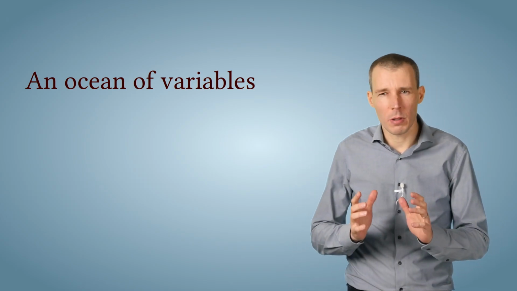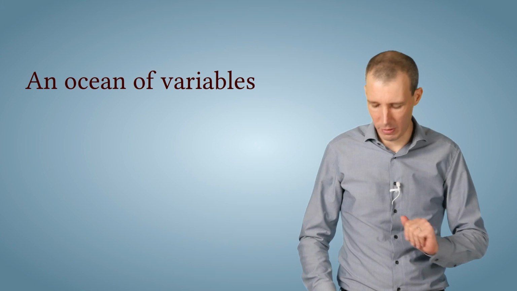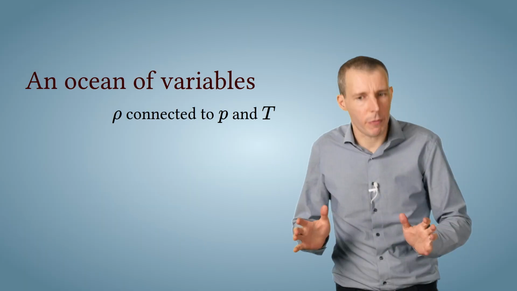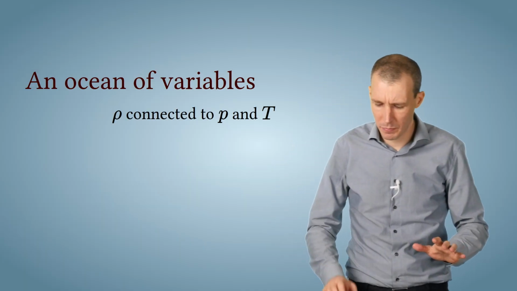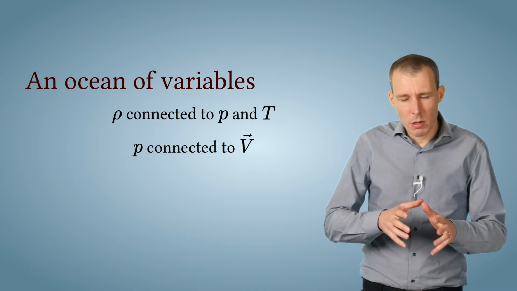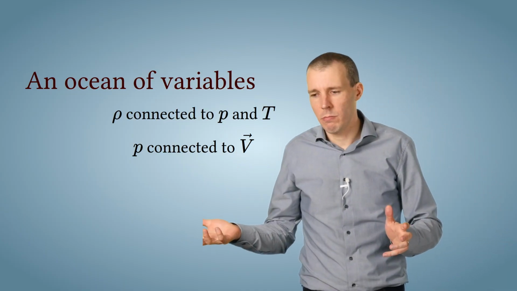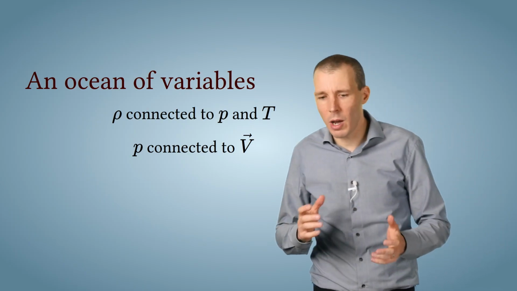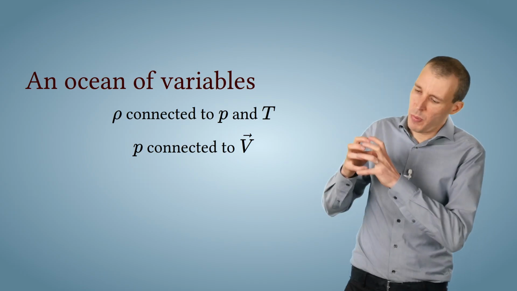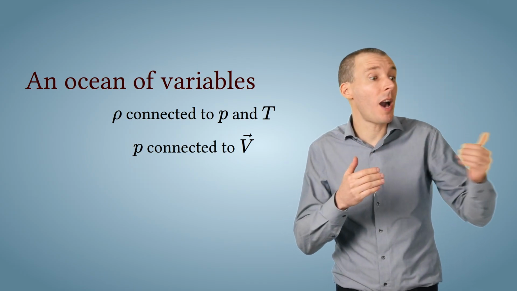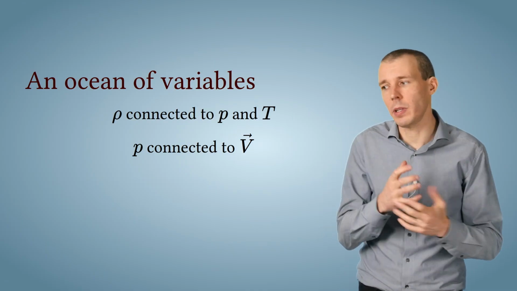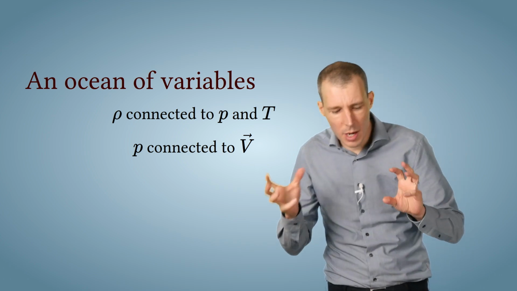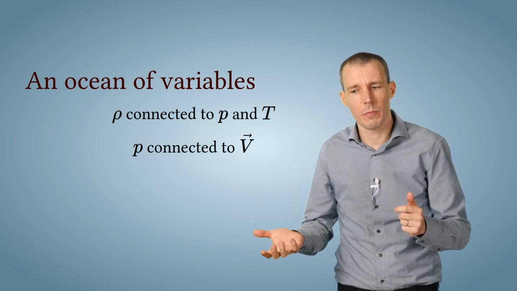So here now we are entering an ocean of variables. Check it out. Density is connected to pressure and temperature. So far so good. This is ordinary thermodynamics. Pressure is connected to velocity. Now, we'll go into detail into the relationship between pressure and velocity. But for now, it's enough if you just imagine that a particle of fluid, when it goes towards an area of high pressure, will tend to decelerate. And when it tends towards an area of low pressure, it tends to accelerate. So there's a connection between pressure and velocity.